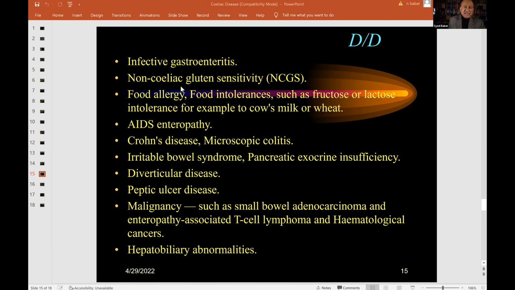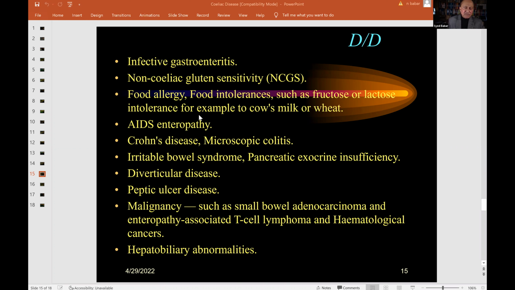There could be non-celiac gluten sensitivity, and this is present when the serological tests do not indicate presence of celiac disease, and yet the intake of gluten has not been totally stopped. The differential diagnosis can also include fructose or lactose intolerance, such as in cow milk allergy or purely due to wheat allergy.